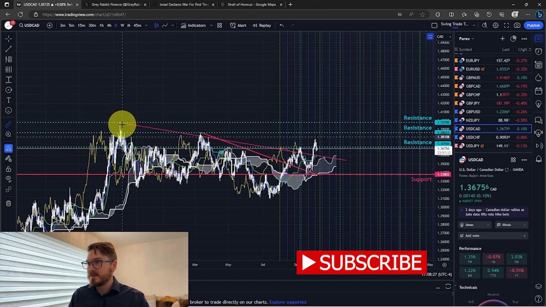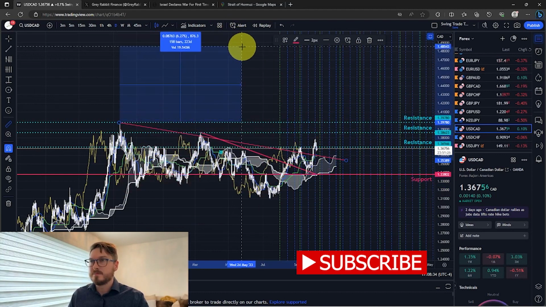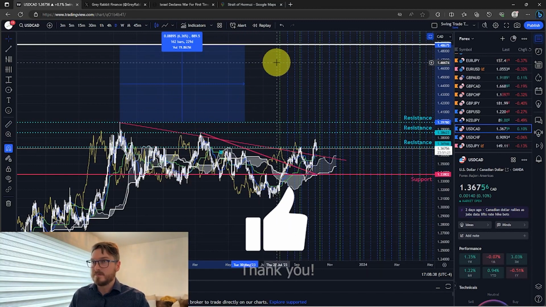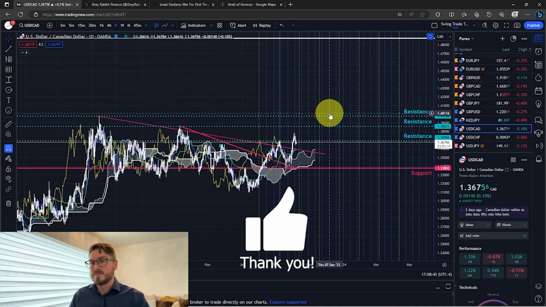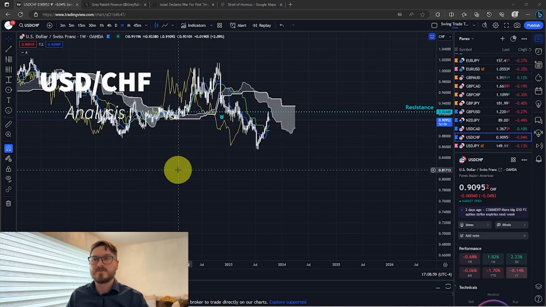And let's see, that's about 885 pips. So 885 is around there. So could be getting a run up to this 1.48 level. So look for that.